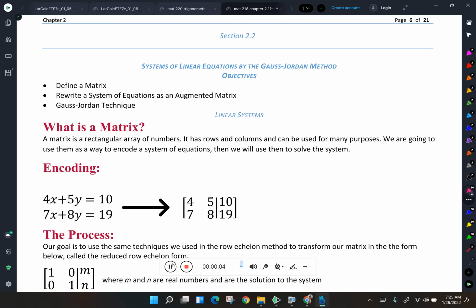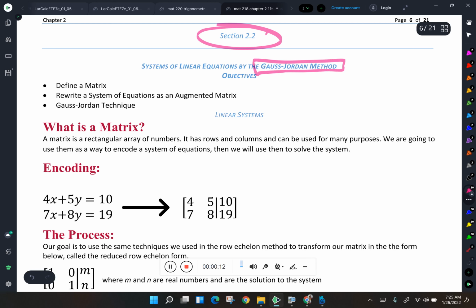So here we are in section 2.2. We're still in chapter 2, so we're solving systems of equations, but in this section we're going to take a look at something called the Gauss-Jordan method for solving those systems of equations. Essentially what we're going to do is redo what we did in 2.1, just use a different technique for solving systems of equations.